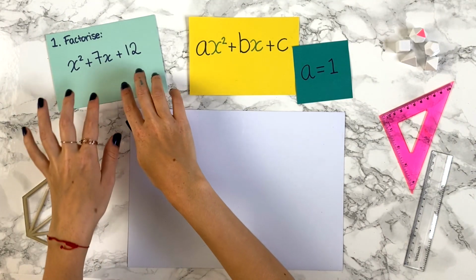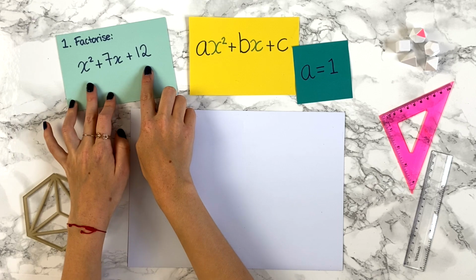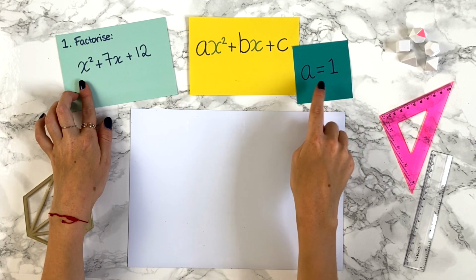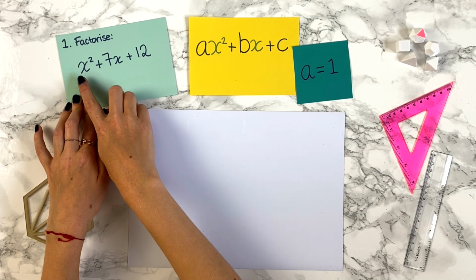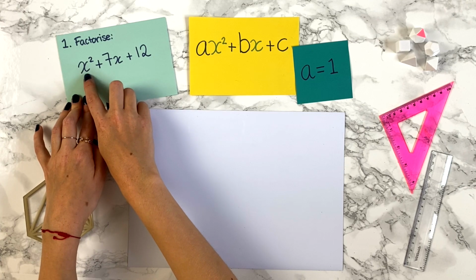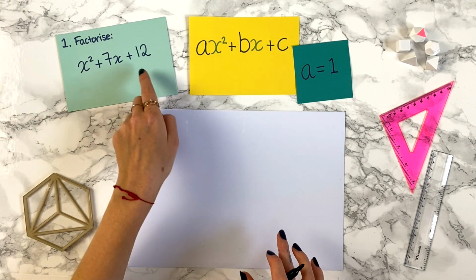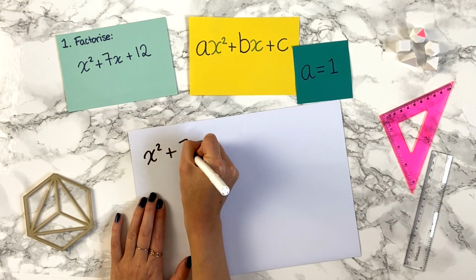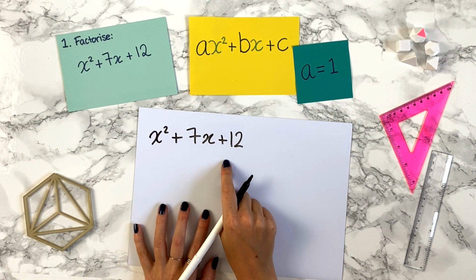So let's have a look at this question here. It says factorise x squared plus 7x plus 12. So the first thing to notice is that it falls into our case where a equals 1, because it's not 3x squared or 2x squared or anything, it's just x squared. It's 1x squared. So this is our case where a equals 1. So let me write out this expression here on the side. So we have x squared plus 7x plus 12, and we want to factorise this.